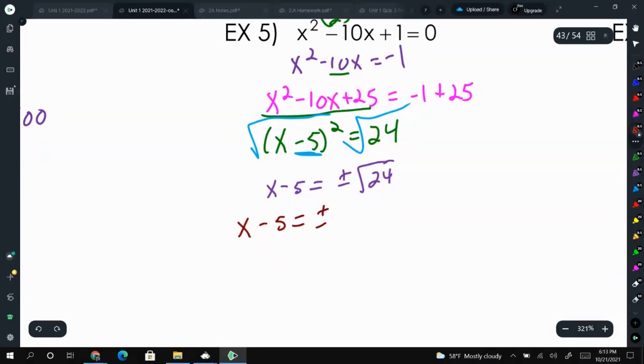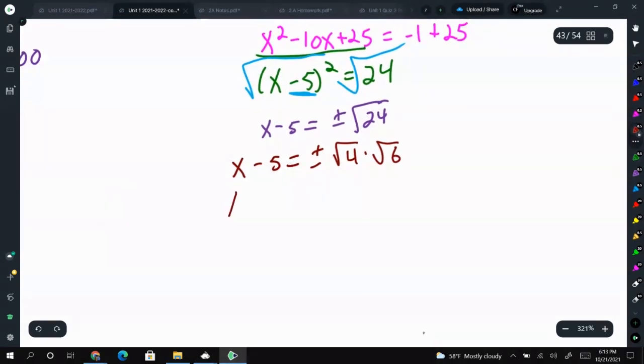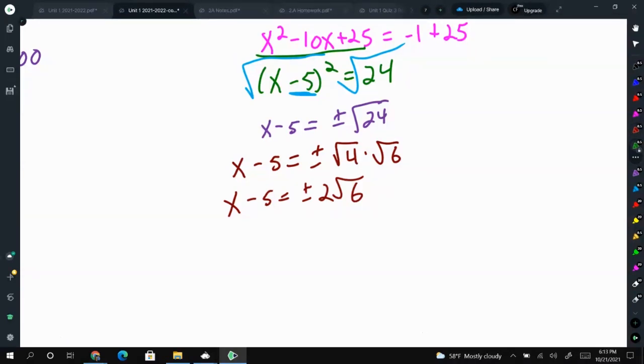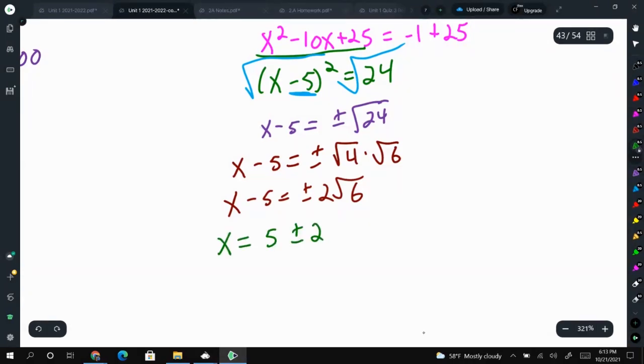When we simplify the square root of 24, we get 4 times 6. Actually, I'm going to write that in reverse. 4 times 6. And then we can simplify the square root of 4. And we can add 5 to both sides if we want. So x equals 5 plus or minus 2 times the square root of 6. And that would be your final answer.